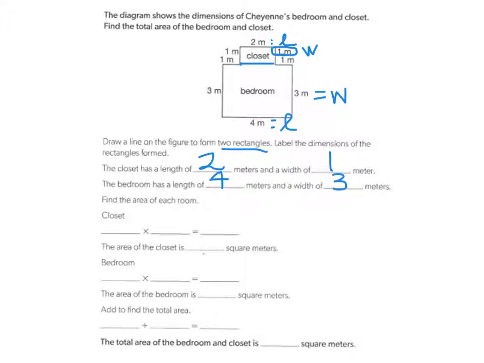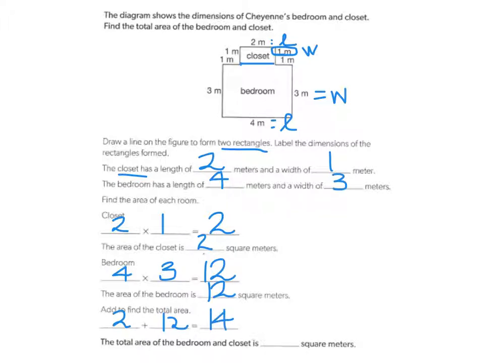Find the area of each room. So the closet will be 2 times 1, which equals 2. So the area of the closet is 2 square meters. The bedroom has a length of 4 meters times the width, which is 3, so that equals 12. So the area of the bedroom is 12 square meters. Next, we need to add the area of each of the rooms. So 2 plus 12 is equal to 14. So the total area is 14 square meters.